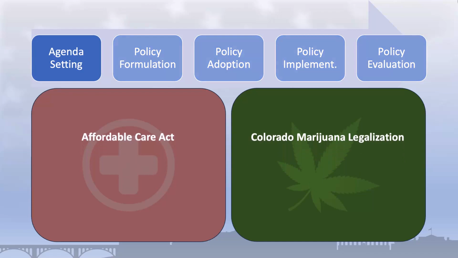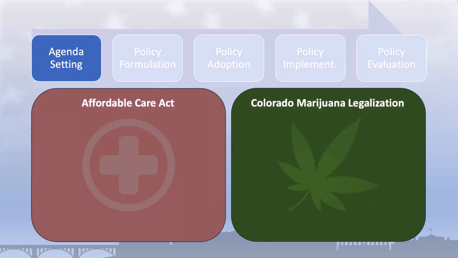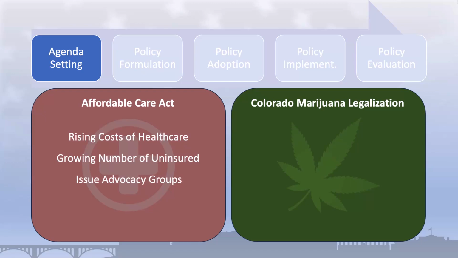In the early 2000s, the rising cost of healthcare and the growing number of uninsured Americans became pressing issues in the United States. Various stakeholders, including advocacy groups, healthcare providers, and policymakers, highlighted the problems of high healthcare costs and limited access to insurance. The issue gained significant attention during the 2008 presidential campaign, with candidates proposing healthcare reform as a top priority. The agenda-setting stage for the legalization of marijuana in Colorado looks slightly different.